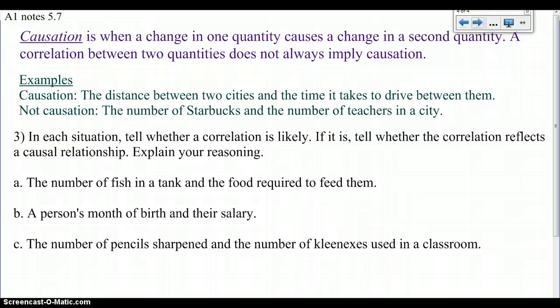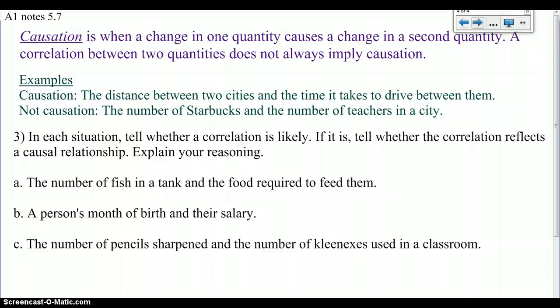Alright, last topic we're going to look at is causation. Causation is when a change in one quantity causes a change in a second. A correlation between two quantities does not always imply causation. Alright, what does all that mean? Well, here are two examples.